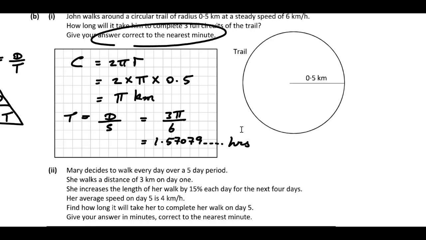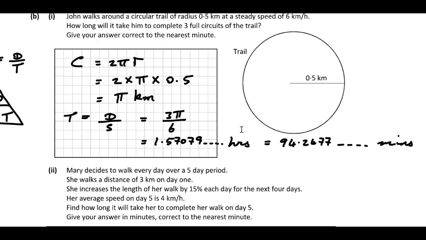It says here, give your answer correct to the nearest minute, so we've got to convert this to minutes. You've got to multiply that by 60, and that gives you 94.2477 and so on minutes. Now we want it to the nearest minute, so that's going to be 94 minutes to the nearest minute. And that's it for that one.